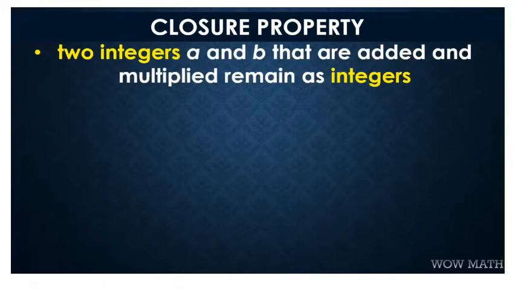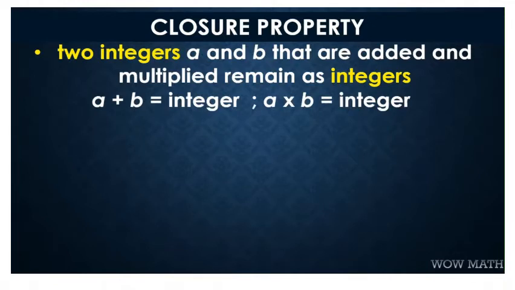Property. So, we have the closure property. What do we mean by closure property? These are two integers represented by a and b that are added and multiplied will remain as integers. What do we mean by this? Let's have an example. If I have a plus b and a and b are integers, the resulting sum is also an integer. And if you multiply two integers, a times b, the resulting product must be an integer. Okay?